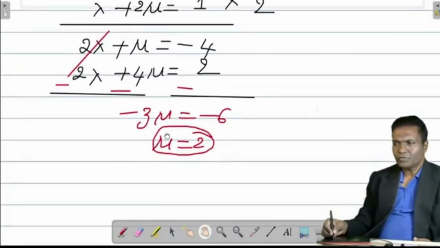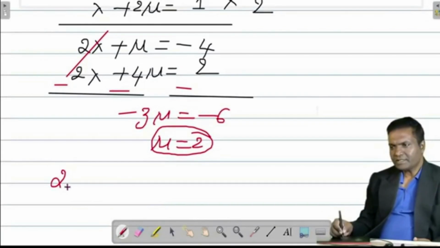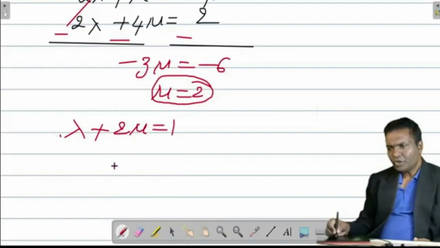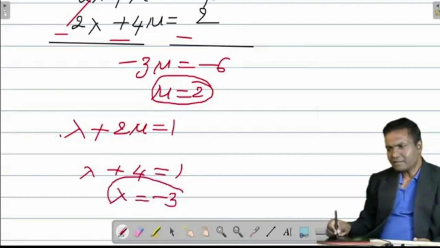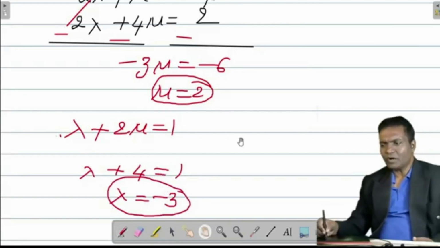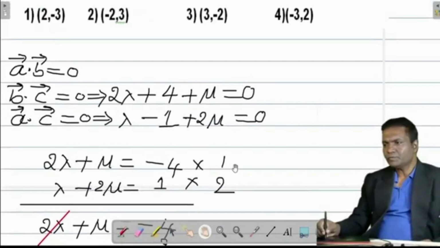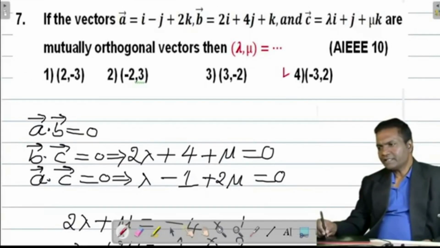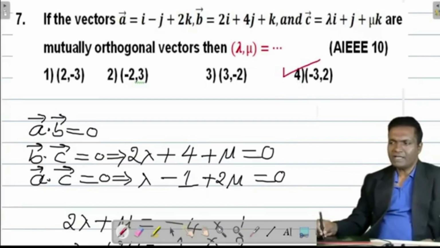Okay, so use one of the equations. Consider this, lambda plus 2 mu equals 1, and substitute your mu as 2. So lambda plus 4 becomes equal to 1, lambda equals minus 3 we get. So minus 3 and 2 are the values of lambda and mu. Check your answer. Fourth one is the correct one. Minus 3 is the value of lambda and 2 is the value of mu.